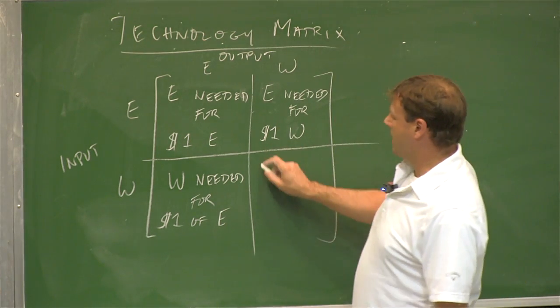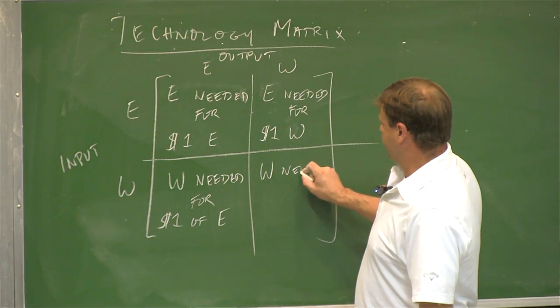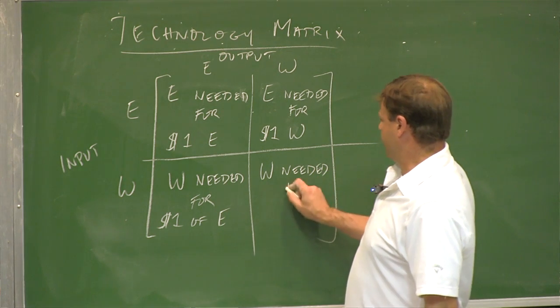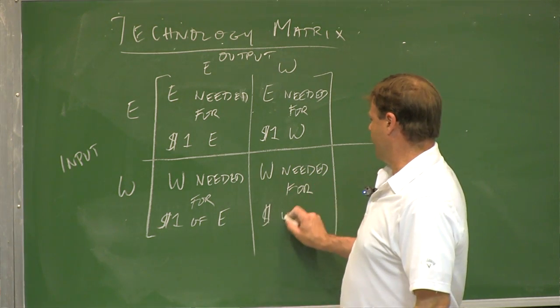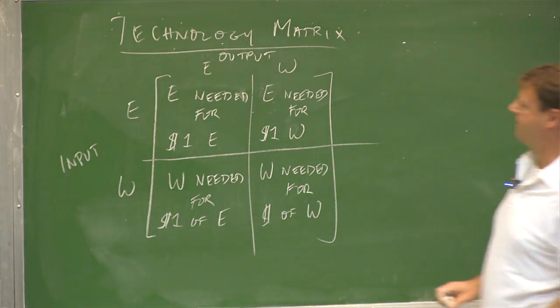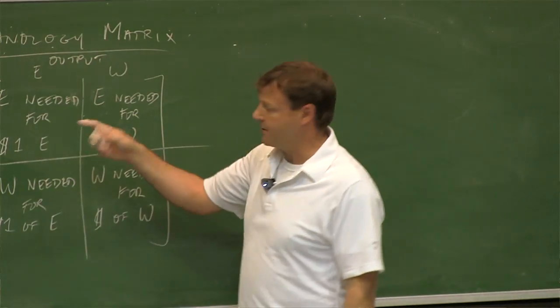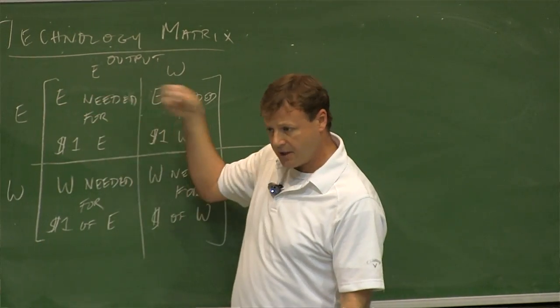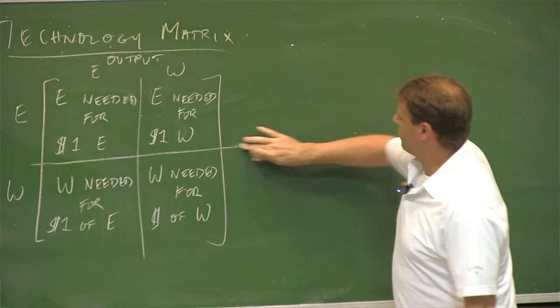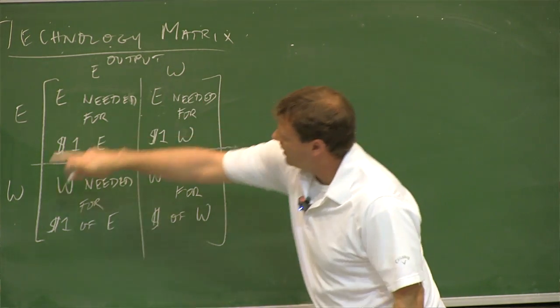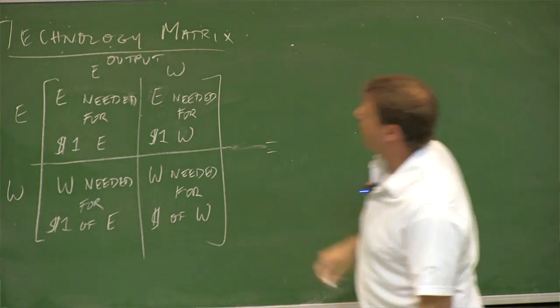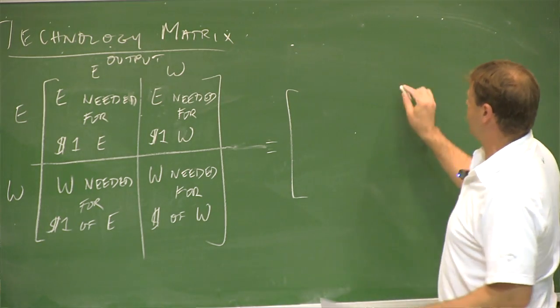And then this is the water needed for $1 of water. Okay, so you see how the matrix helps with that, because I'm pairing up electricity and electricity. I put that number there. And then I have electricity and water, water, electricity, water, water. Okay, so let's put those numbers in now.